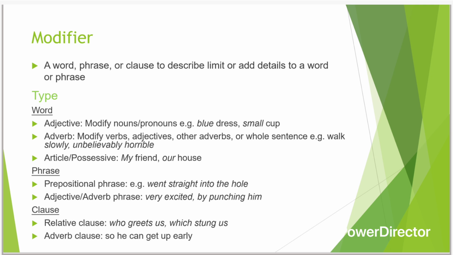Phrase modifiers include prepositional phrases and adjective or adverb phrases, such as went straight into the hole, very excited, by punching him. Relative clauses and adverb clauses can be modifiers. In the case of relative clauses, it's who greets us, which stung us. In the case of adverb clauses, so he can get up early.